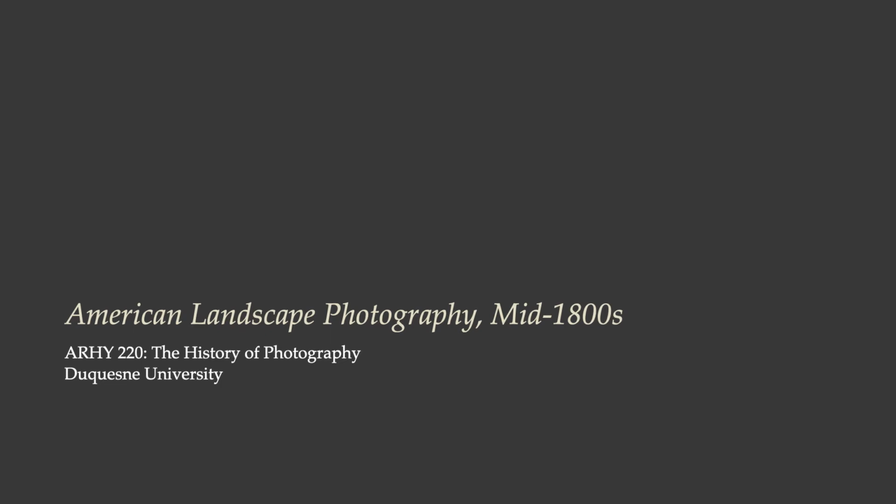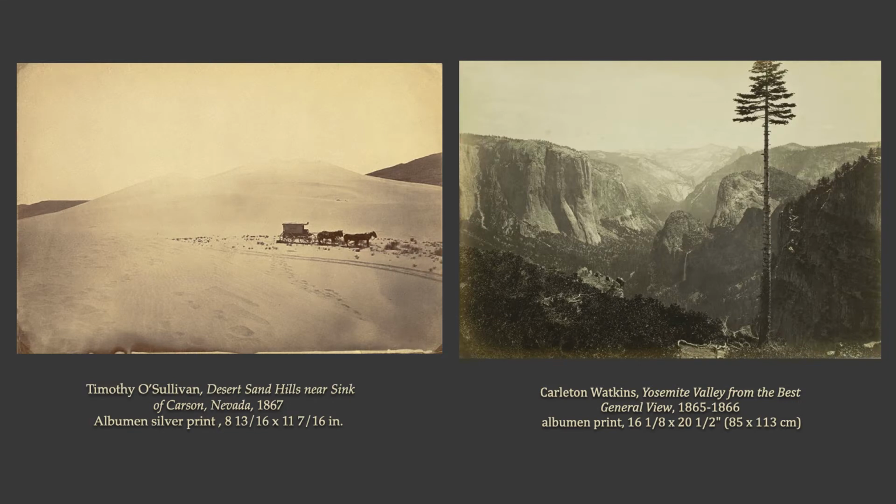We're looking today at the origins of American landscape photography in the mid 1800s. Let's start by looking at two key images from this period. On the left, you see a photograph by Timothy O'Sullivan from Nevada in 1867. On the right, you see a photograph by Carlton Watkins from around the same period, 1865, 1866.